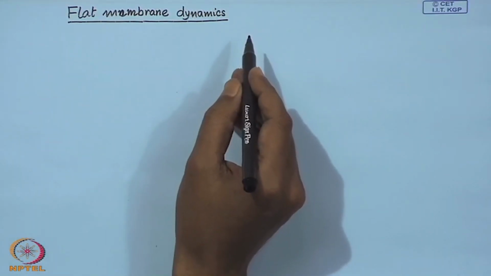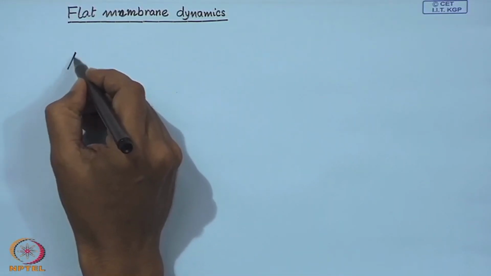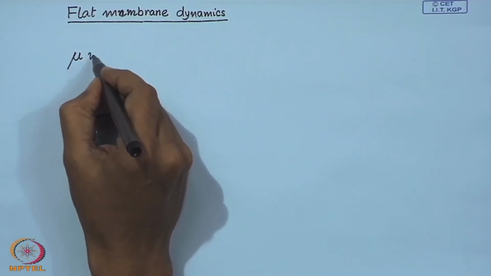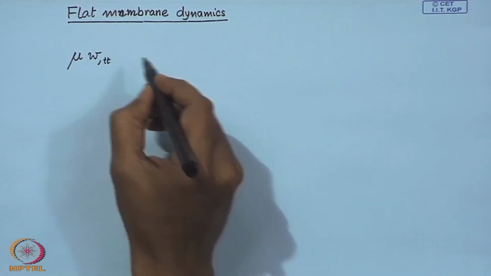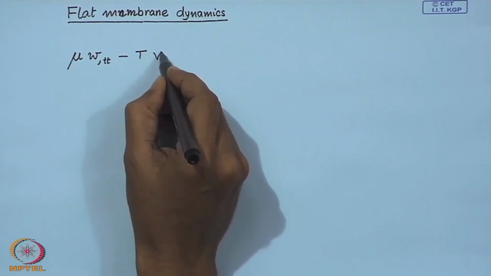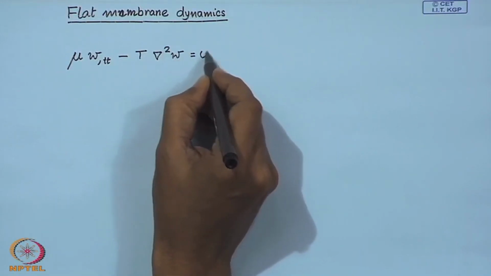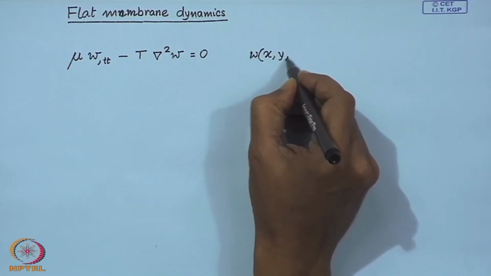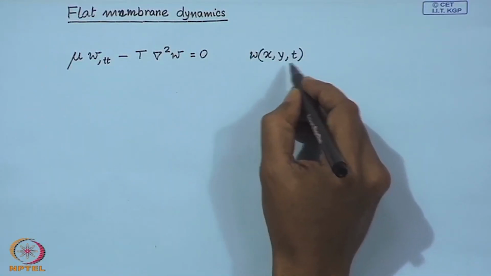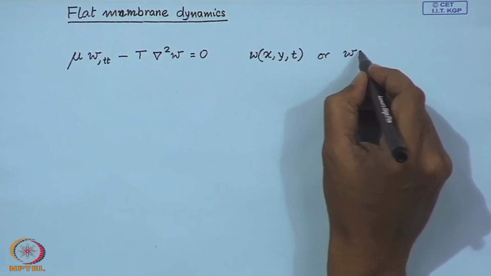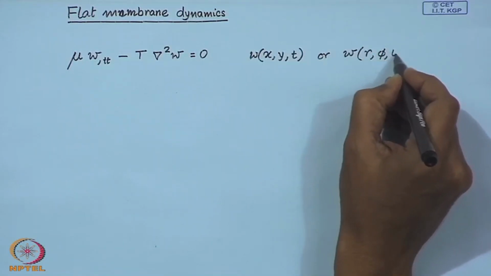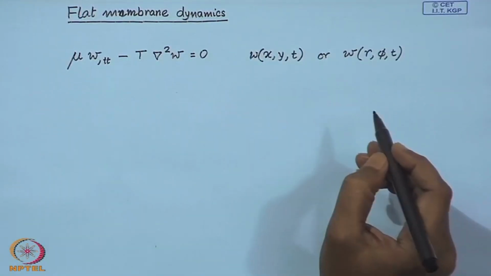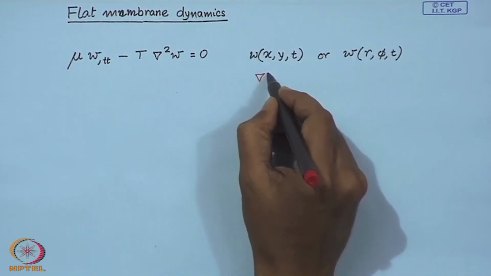So, we had derived the equation of motion of a membrane with density per unit area, or the areal density mu, undergoing small transverse vibrations, where this W is the field variable which is a function of x, y, t, or W could be in the polar coordinates, for example, could be a function of r, phi, t, and nabla square is the Laplacian.